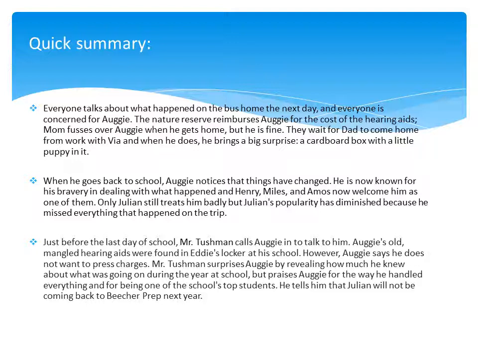And Augie is surprised, like he can't believe that Mr. Tushman knows everything. And then Mr. Tushman praises Augie for the way he's handled everything, and also for being one of the school's top students. Alright? And then he tells him that Julian will not be coming back to Breacher Prep next year, which surprises Augie. So this is it. These are the 4 chapters. This is a very brief summary.